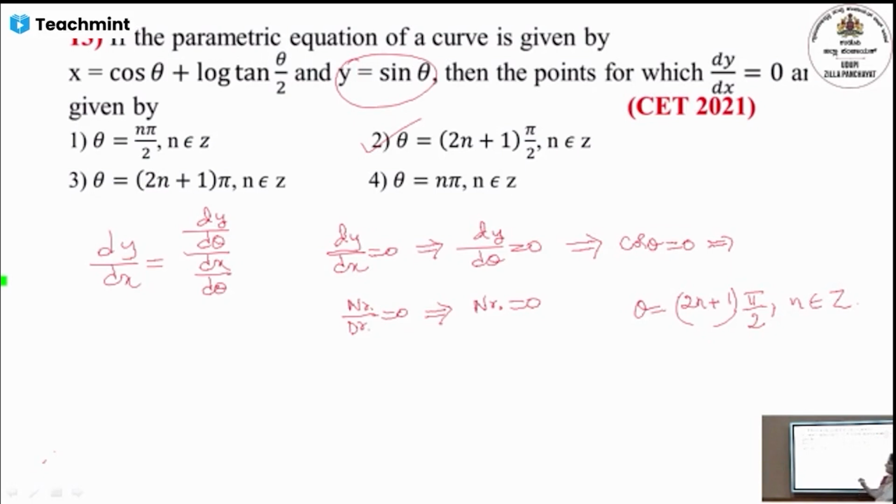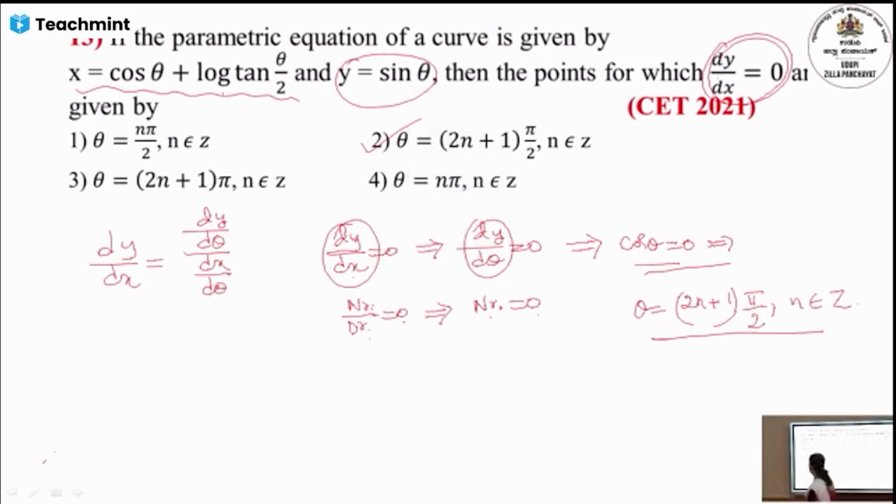In the exam, if you don't use this logic, you will land up trying to differentiate this also, which takes time. You don't require the derivative of this. You first look at what is the question. What is asked? Dy by dx is 0. Whenever you have numerator by denominator 0, it means numerator should be 0. So what is the numerator of dy by dx? It is dy by d theta. What is y? Sin theta. Therefore, dy by d theta is cos theta. Cos theta is 0 means theta is an odd multiple of 90 degrees.